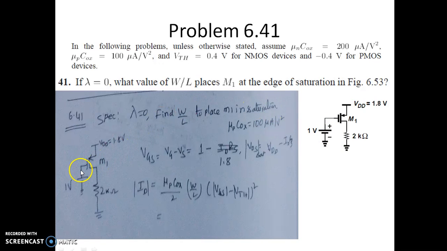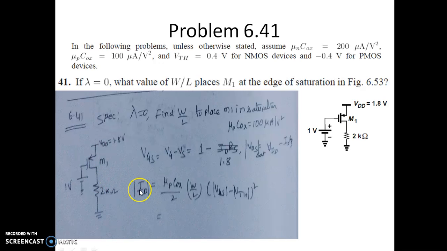Now as you can see, the gate is at 1 volt, the source is connected to 1.8. We can actually find what is VGS magnitude. So VGS is actually minus 0.8 volts. So magnitude wise VGS is equal to 0.8 volts, which is greater than 0.4, which is supposed to be there for a PMOS transistor in terms of magnitude. So MOSFET is on now.